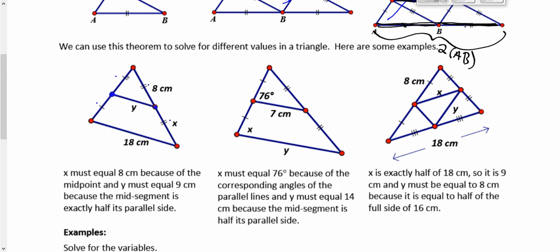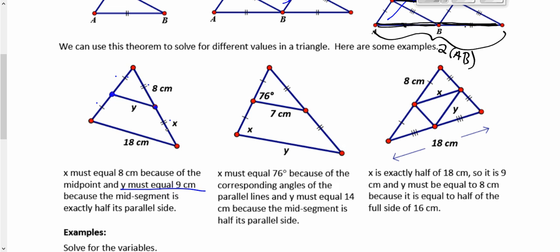All right, so how might we find the measure of y? It's a mid-segment. Here's the third side. What's the measure of y? I'd say about 9. Or exactly 9. Half of 18, right? So y must be 9 because it's half the third side. What about x?